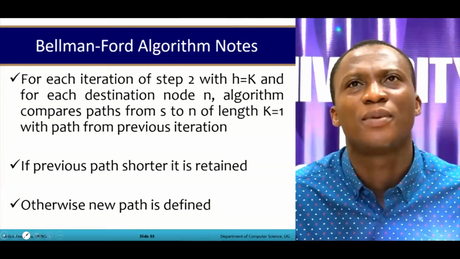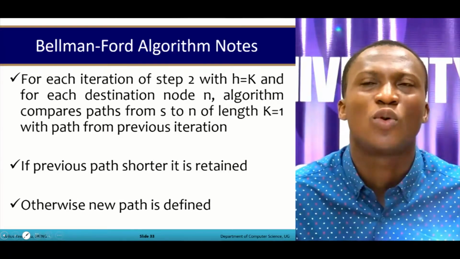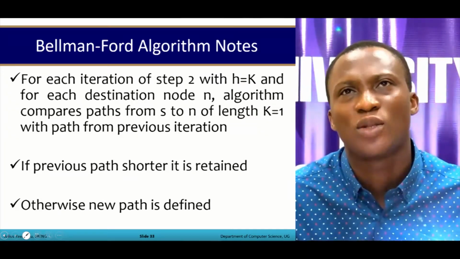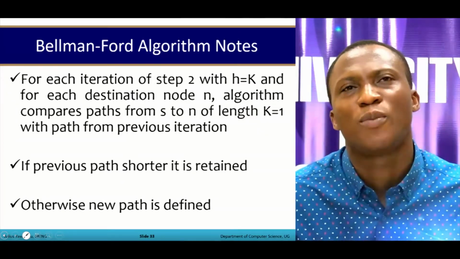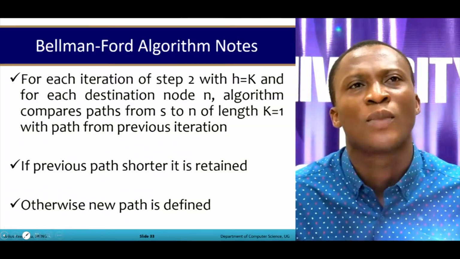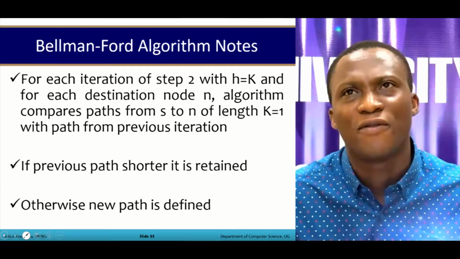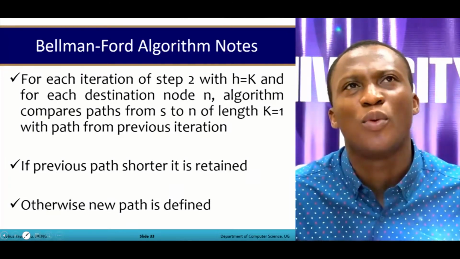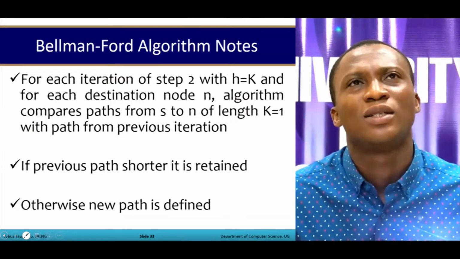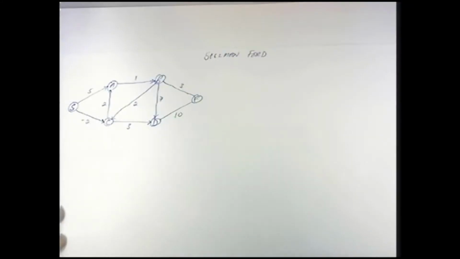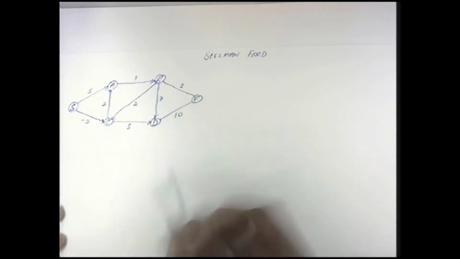Now for each iteration of step 2, with say h equals k, and for each destination node n, the algorithm compares the path from S to n of length k plus 1 with the path from previous iterations. And if the previous path is shorter, it is retained. Otherwise, the new path is adopted. So I'm going to take you through another example that is going to simplify the Bellman-Ford algorithm for you. Now, let's take a look at how the Bellman-Ford algorithm will function on this graph.